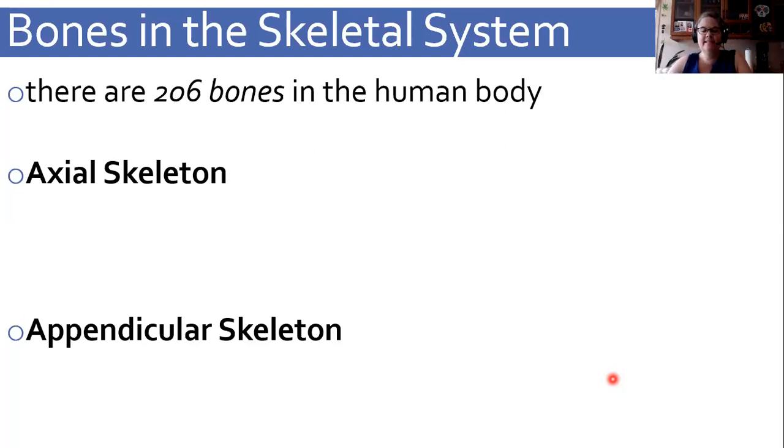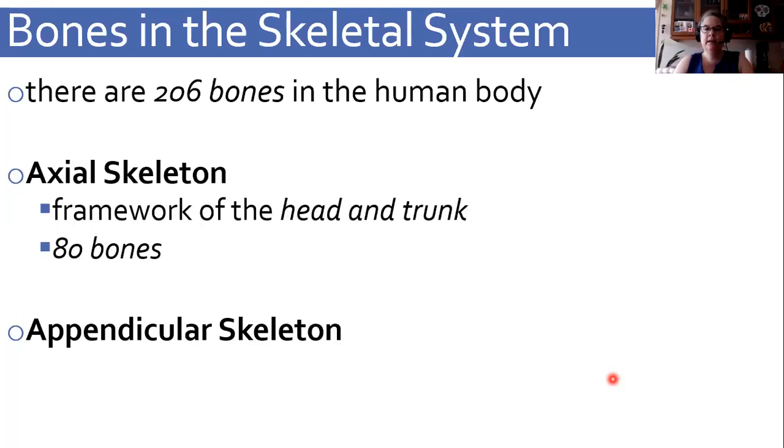So we have the axial skeleton. We have two parts to our skeleton. The axial skeleton includes our head and then our trunk. Our trunk goes from our neck down to just above our hips. There are 80 bones there. You're not going to memorize all 80 of them, but we are going to pick out a few of them that you're going to need to know.